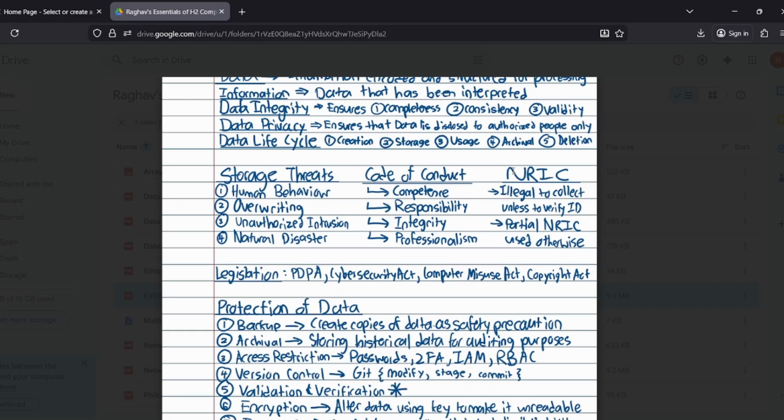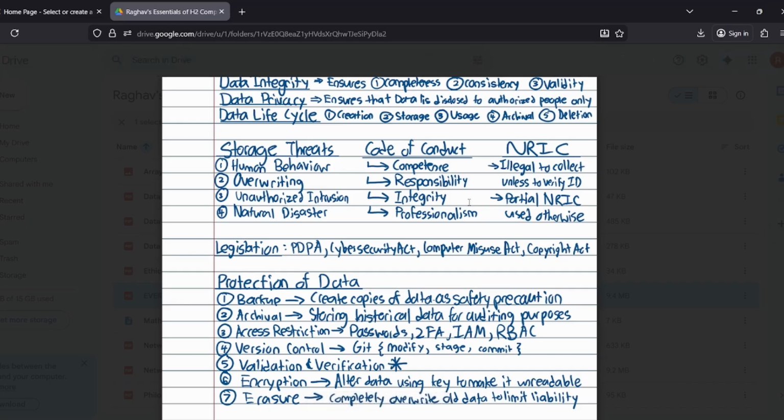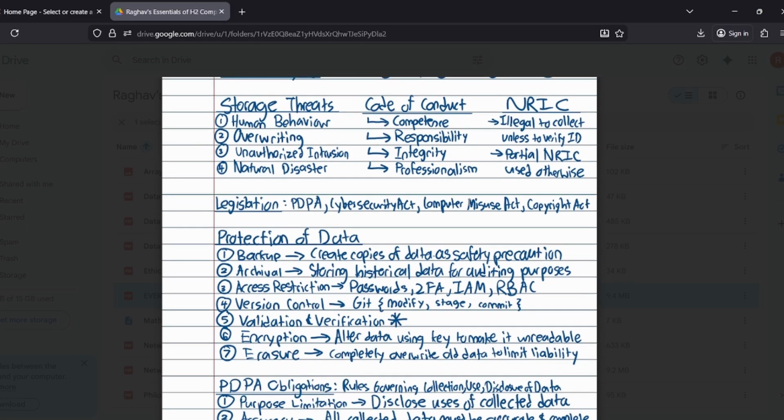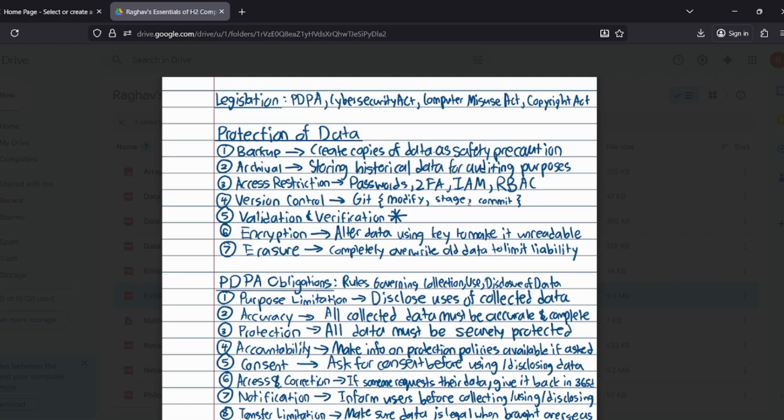Again, double check this before you use this in your exam. Legislation. The different legislations you have to know about are PDPA, Cybersecurity Act, Computer Misuse Act, and Copyright Act. If you know a really, really good lawyer like I do, then you can go and ask them about these things. But if you don't, Google's always there. You should be fine. You just need to know that these exist and how to call one of these out over the other. Then we have the protection of data.